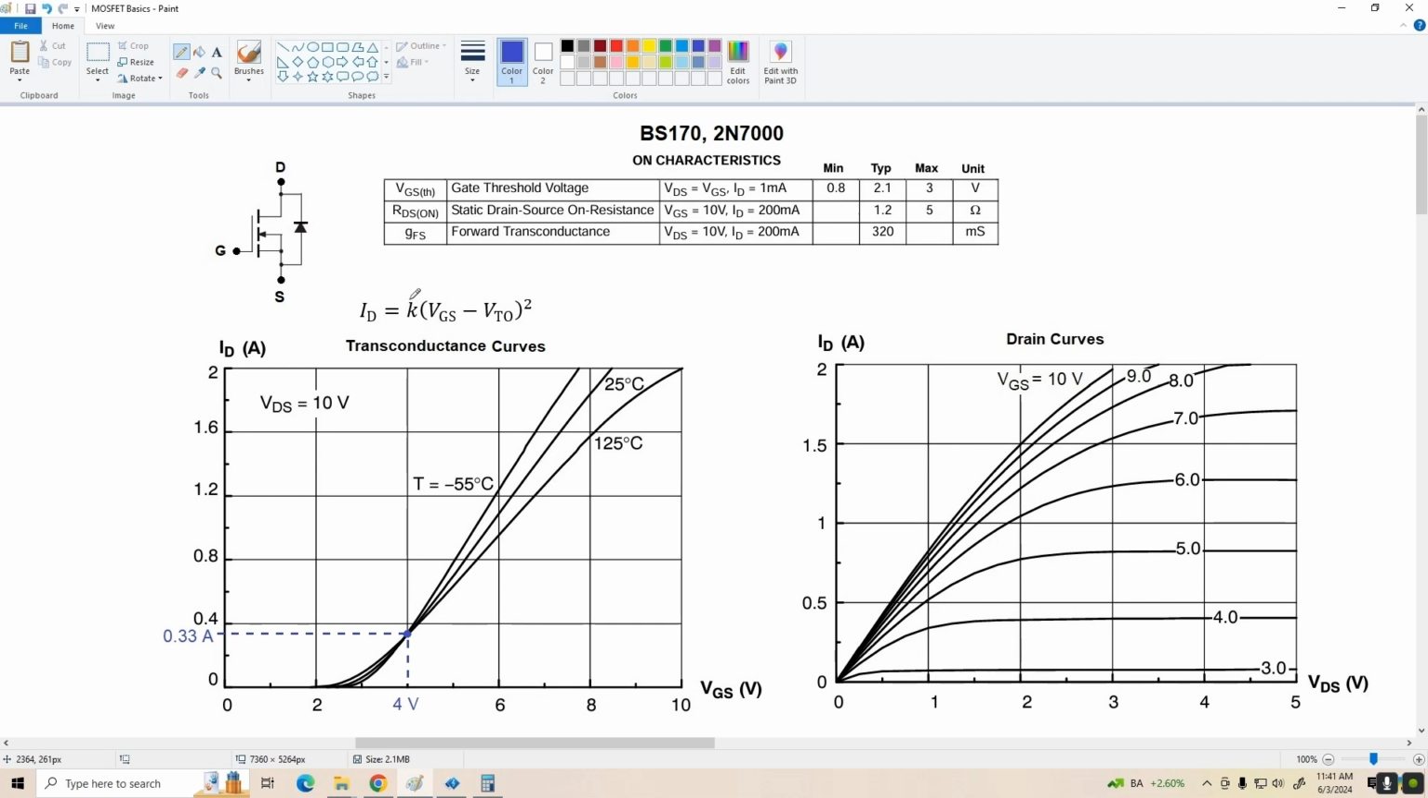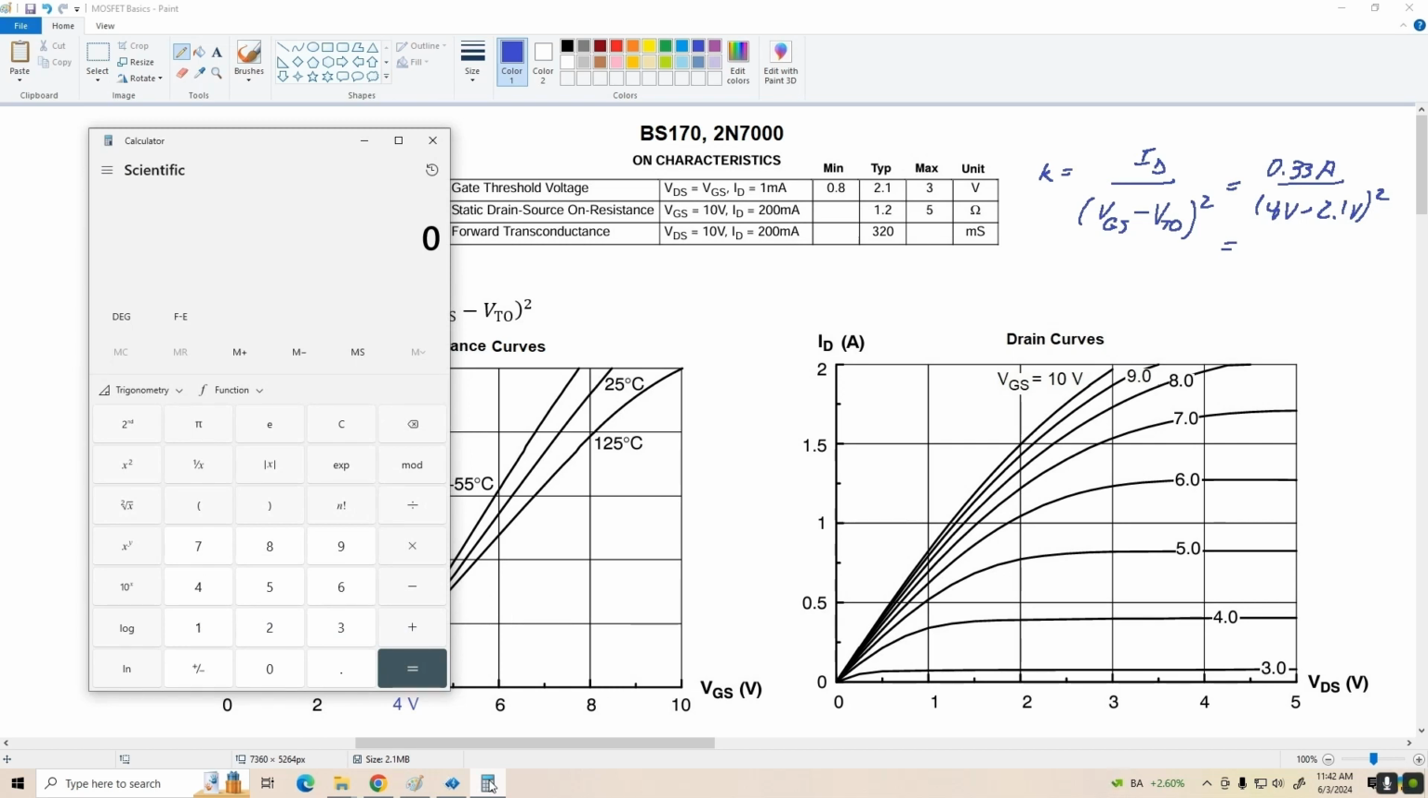What we're going to do is pick a convenient point, and I chose where all the curves intersect, and that's at 4 volts, and it gives us about 0.33 amps of drain current. So we'll solve this equation for K, and that gives us K equals I sub D divided by (VGS minus V sub TO) squared. Using our values here, we've got 0.33 amps divided by (4 volts minus, we'll use the typical value, 2.1 volts) squared, and let's see what that gives us for K.